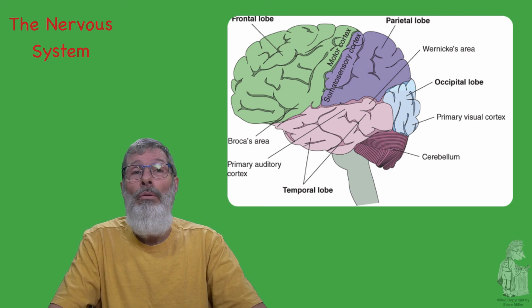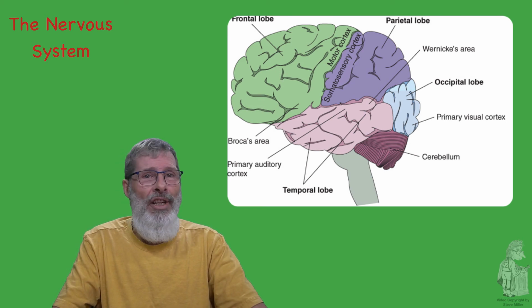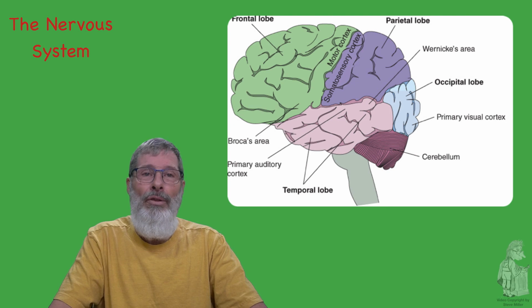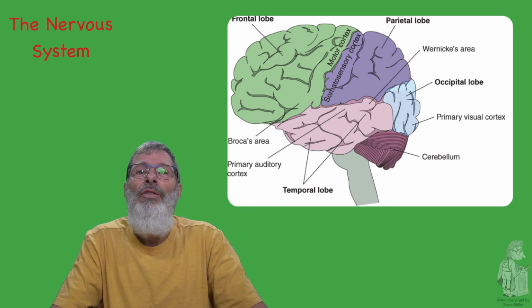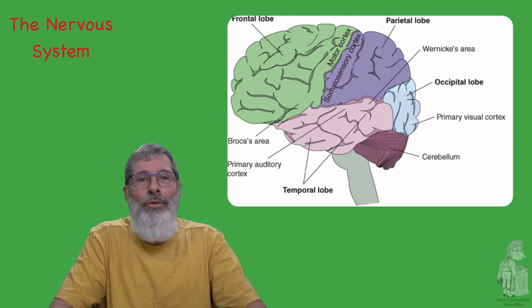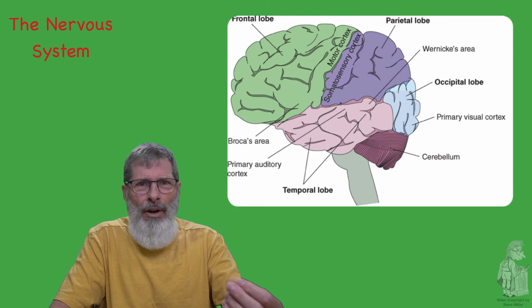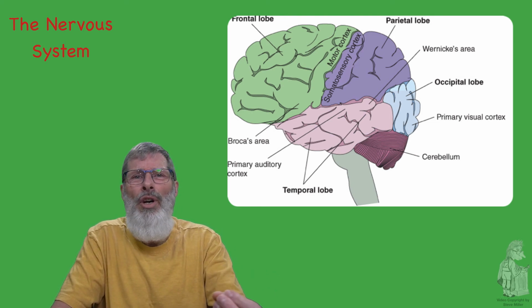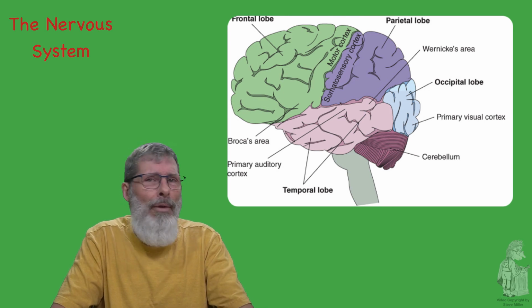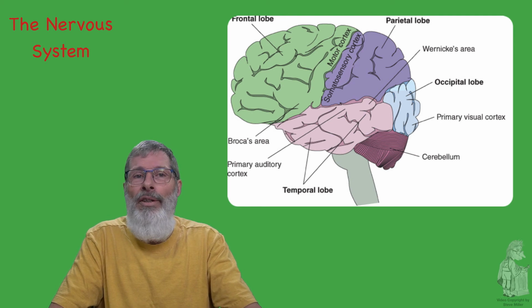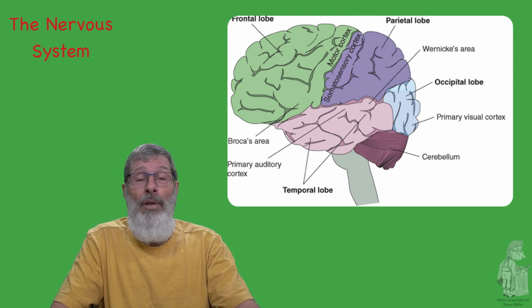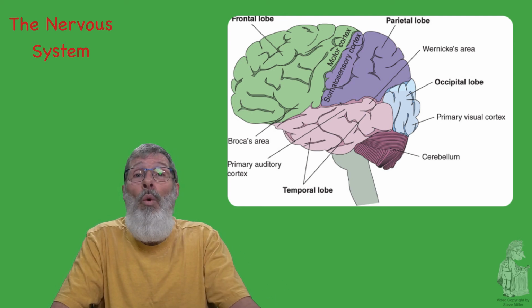Now, the second lobe is known as the parietal lobe. Behind the central fissure, it contains the somatosensory cortex. This is where we experience touch, pressure, temperature, and pain, and other areas that are responsible for body awareness and spatial orientation. The third lobe is the temporal lobe.